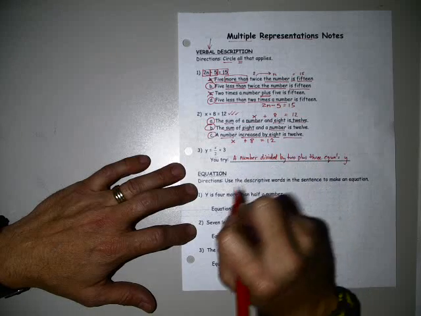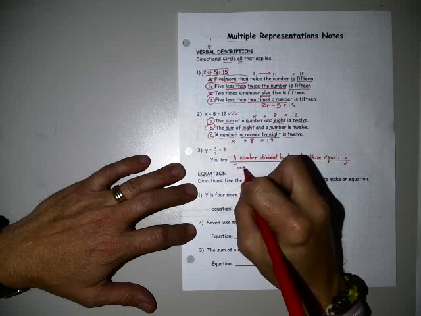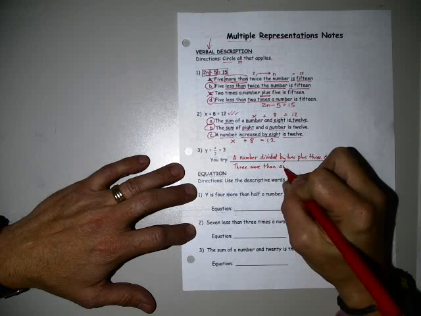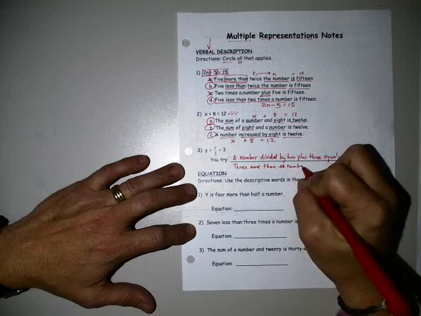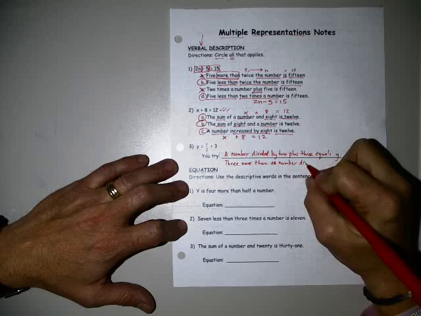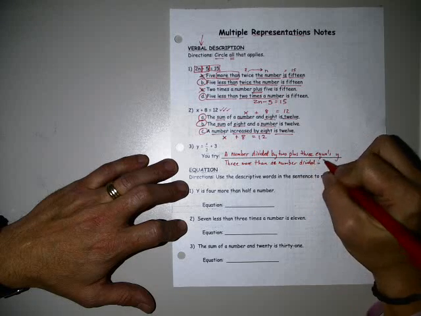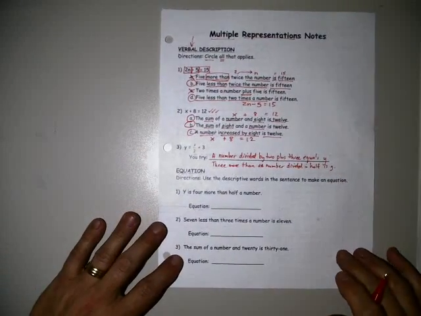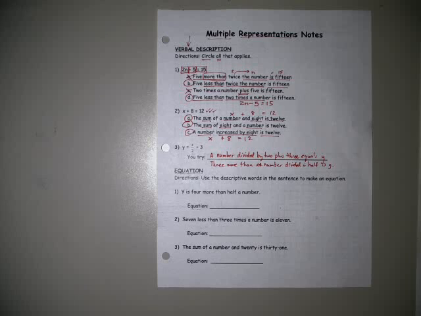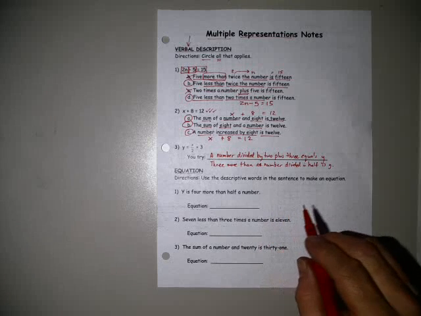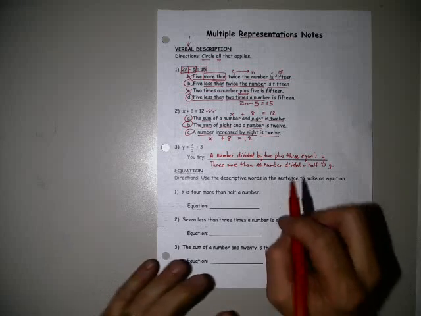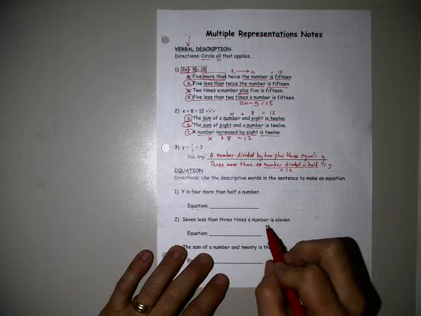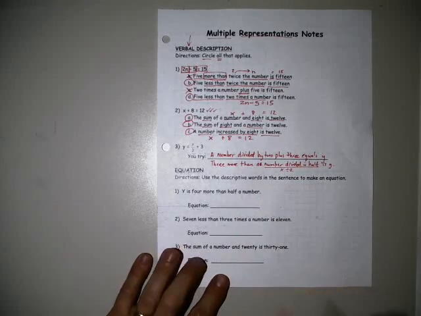Or you could say 3 more than a number divided in half is y. So either one of those would work. So a number divided by 2 plus 3 equals y, or 3 more than a number divided in half is y, because the number is divided in half, and that's my x. X divided by 2. Same thing over here, number divided by 2.